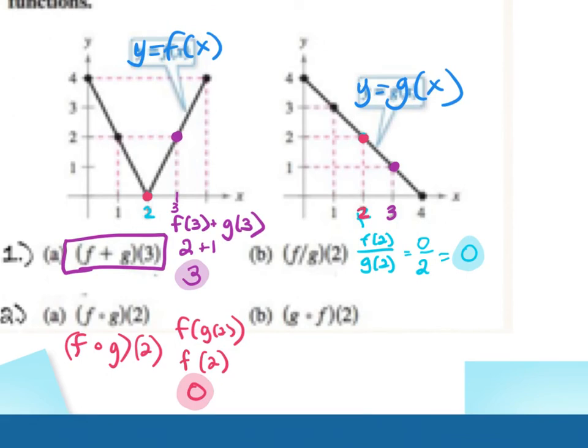And the last one, again, I know it's fuzzy, but it's g of f of 2. Now I've reversed that order. I want to find f of 2 first. F of 2 is 0. And then I want to find g of 0. Here's my 0. G of 0 is 4. So work right to left, or innermost parentheses first.